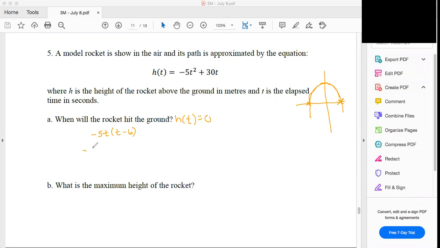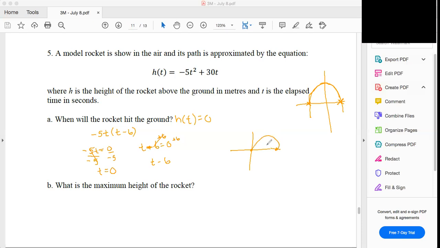And then from there, you set both to 0. This is being multiplied by -5, so we're going to divide both sides by -5. So it cancels it. And 0 divided by -5 is 0. And then t minus 6, sorry, is equal to 0. So we're going to add 6 on both sides. That cancels that out. t is equal to 6. So that means that our rocket is going to start at 0 and land at 6.